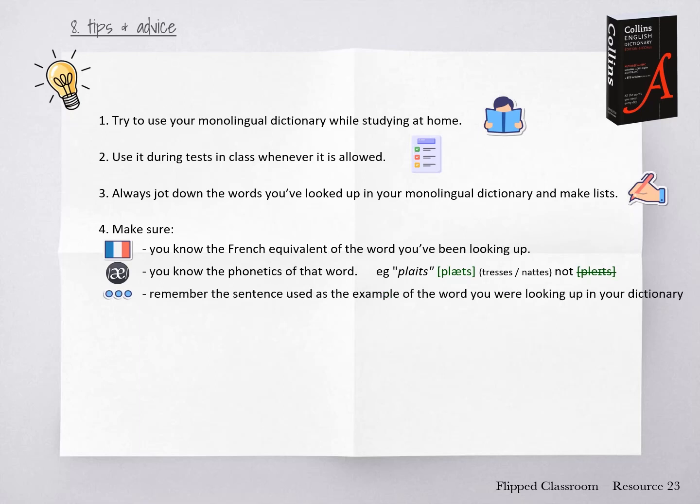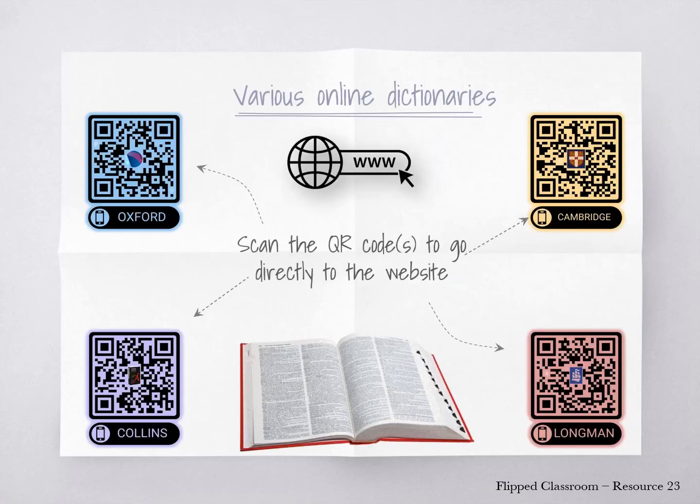Finally, if you can remember the sentence used as the example of the word you were looking up in the dictionary, by doing so you will remember how to use the word properly in a sentence. Using this type of dictionary will enrich your English vocabulary as well as your French vocabulary. If you take this exercise seriously, the more words you learn every day, the better your command of Shakespeare's language will be. Here are some online dictionaries you can use if you scan the QR codes that are given to you.